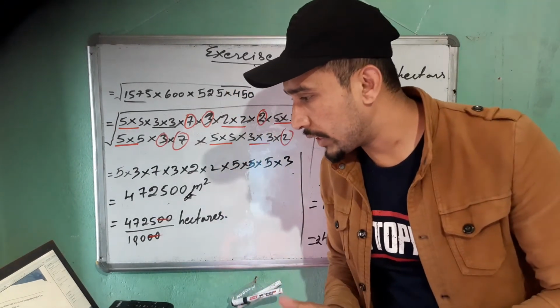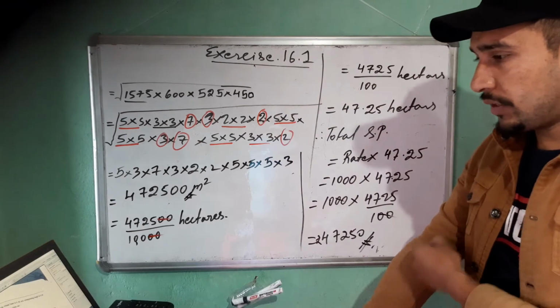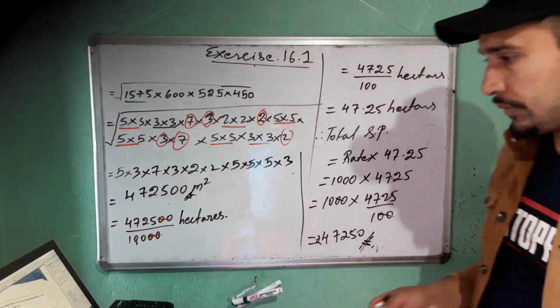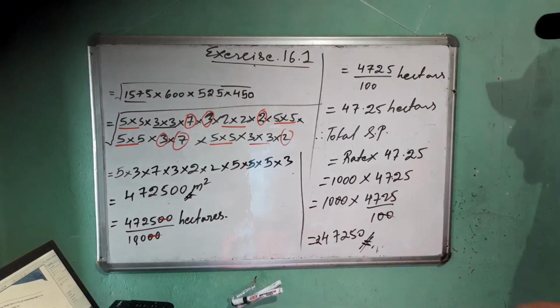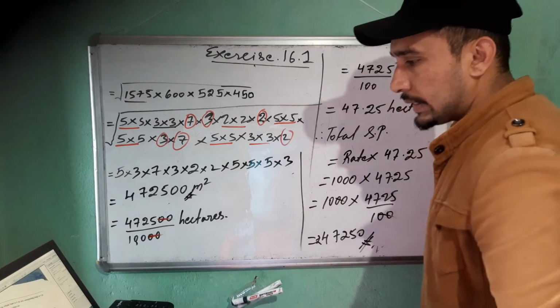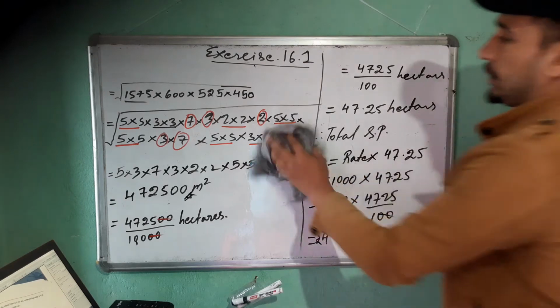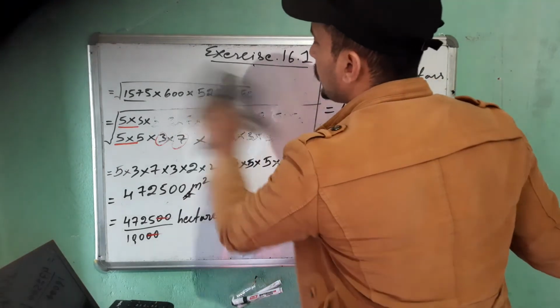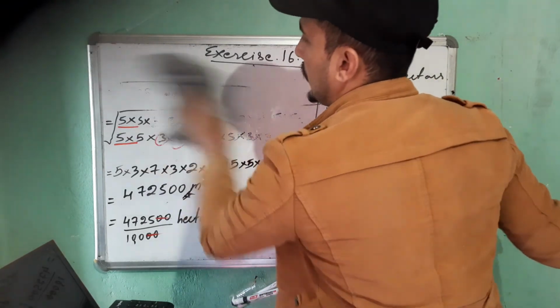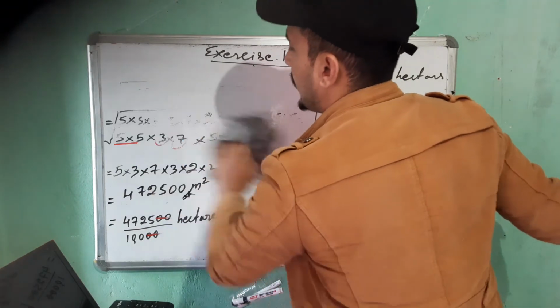Now let's move on to another question. Question number 5. The base of a right angle triangle is 12 centimeter and its hypotenuse is 13 centimeter long. Find its area and perimeter. You have to find the area and perimeter. For that you can use another formula to find the area of a right angled triangle.